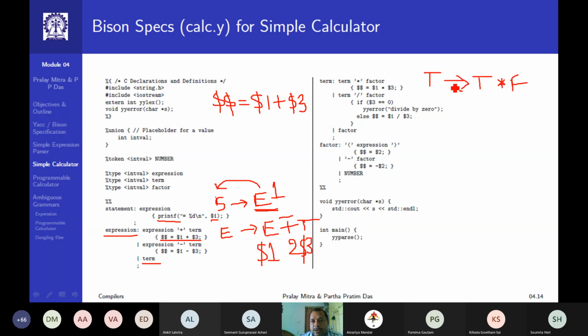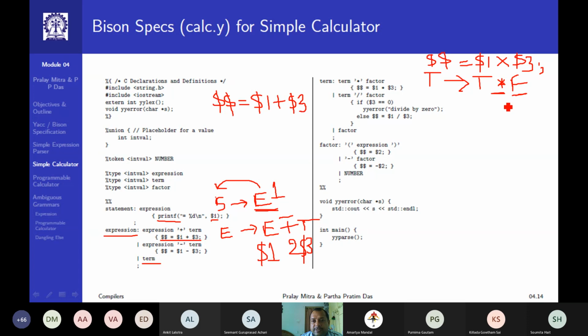So again it will be $$. This is my $$ equals to, on the right hand side of the production, T is $1 multiplied with, so this is my $2. I do not need that one. This is my $3. So $3 will be there. And semicolon.